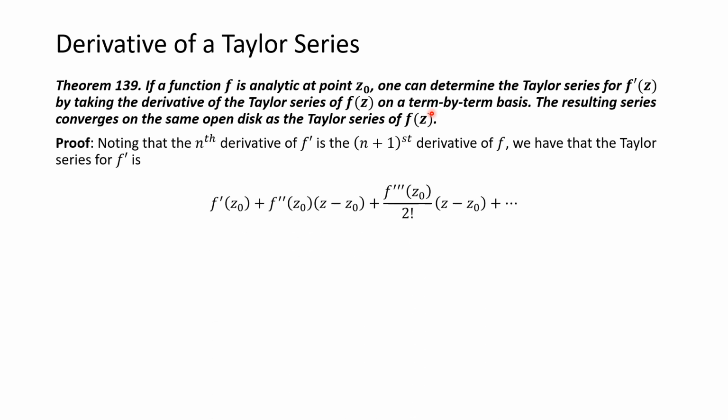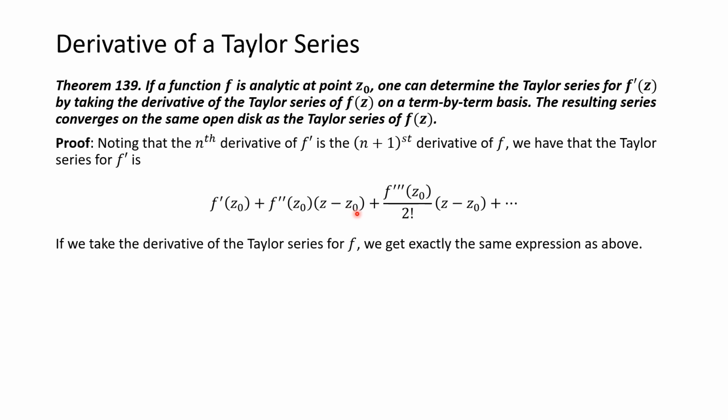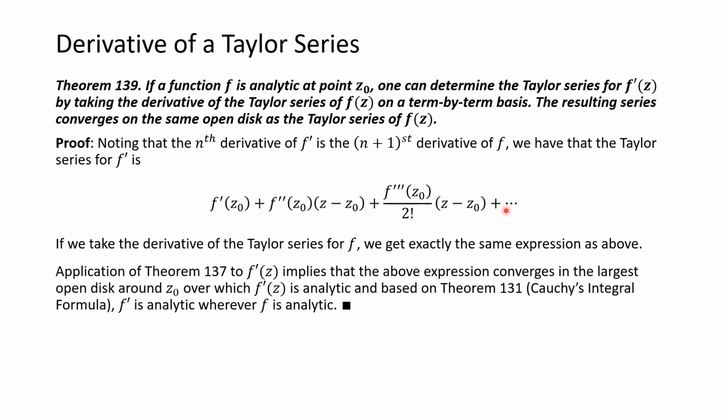So for proof, we can find the Taylor series of the derivative two different ways. First, we use theorem 137. That's our Taylor series theorem, and we get this expression here. Notice that the first thing here is the derivative of f of z because we're doing the Taylor series for the derivative of f. Now, if we do it by taking a term-by-term derivative of the Taylor series for f, we get the same result. So that pretty much proves our theorem.